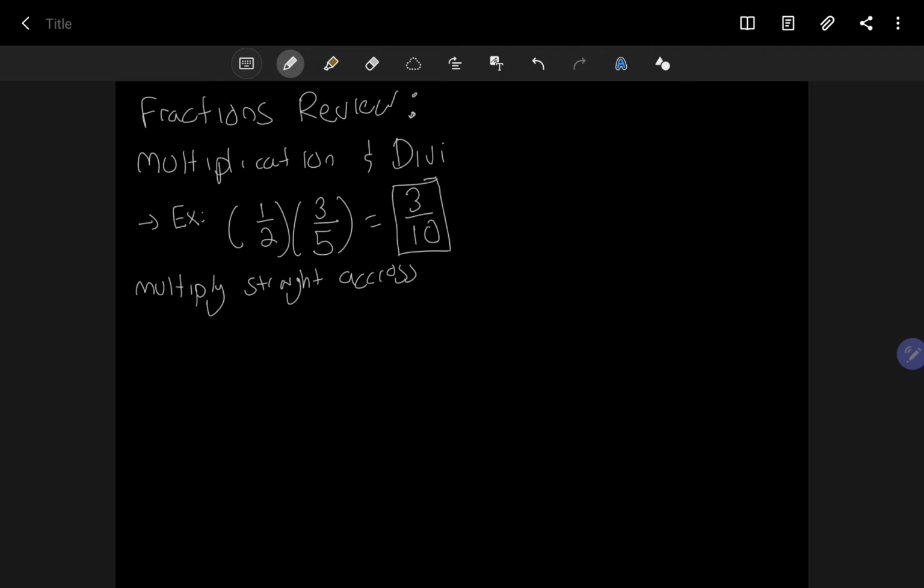Cool. Okay, so let's look at the other one. So this is when we're multiplying. So when we're multiplying, you just multiply them straight across. And when we're dividing, let's say we got 2 over 3 divided by 5 over 6.